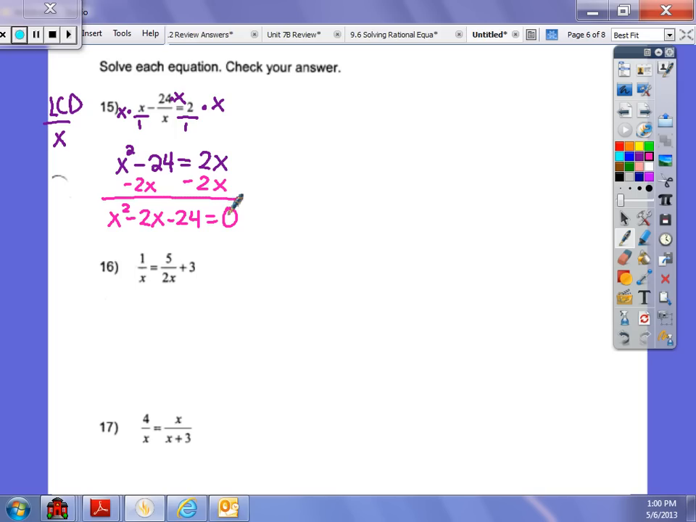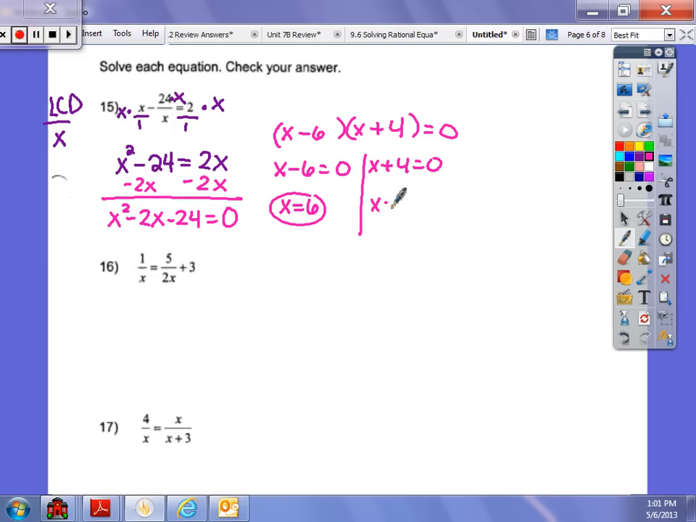So we'll just have to factor. 2 numbers that add up to negative 2 but multiply to negative 24 are negative 6 and 4. Set both of those factors equal to 0, and you wind up getting x equals 6 and x equals negative 4. So now you know you need to check it.